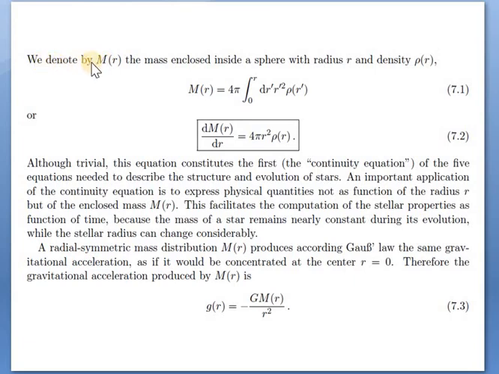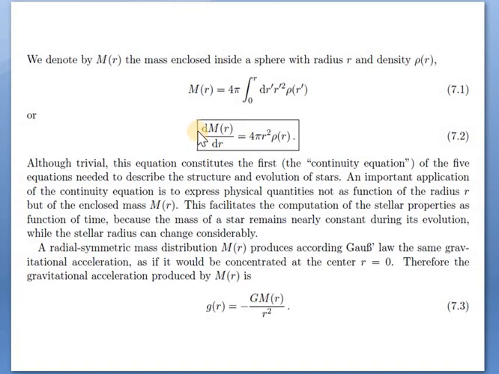Okay, so a little change of notation. Now let us denote this m(r) as the mass enclosed inside a sphere of radius r and having density rho(r). Then, as I have just shown you, we can write it like that, and the differential form being this equation. Now this is the first stellar equation, also known as the equation of mass conservation.